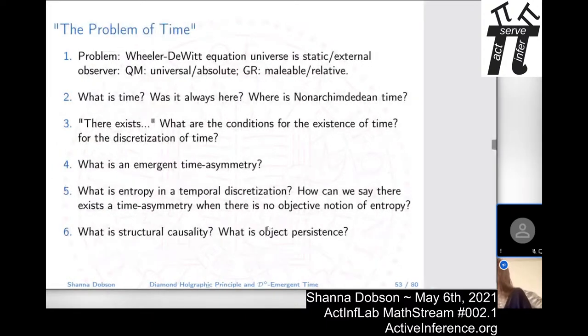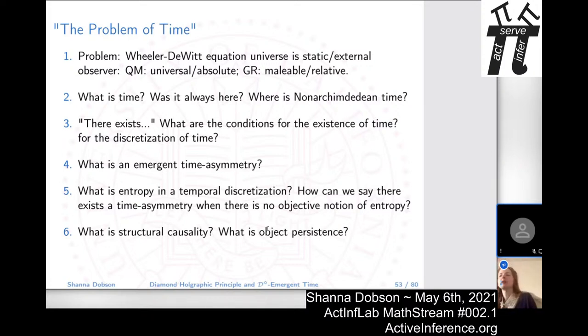Time and boundaries. So we know that there's a problem of time. Your heavyweights in quantum mechanics have the Wheeler-DeWitt equation, which says the universe is static to an external observer. I'm going to have some questions about the external versus the internal observer. I don't really know what that is, because again, I think all boundaries are profinite. So it's a little tricky. Quantum mechanics is going to say that time is universal and absolute. General relativity is going to say that it's actually malleable and relative, right?